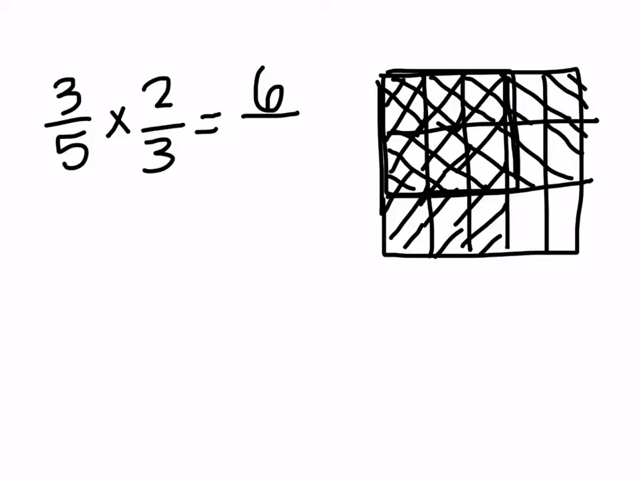And then I also have a bigger array for the full area model, and that is a 5 by 3, and that is 15. And my answer is 6/15. Your turn. Remember, create an area model and double check with the multiplication algorithm.